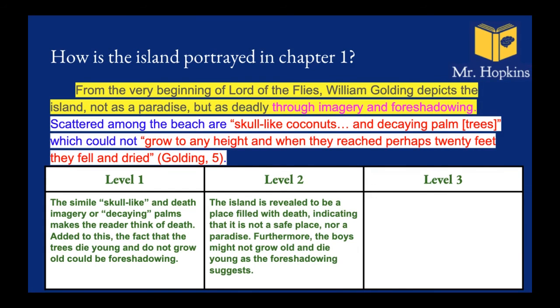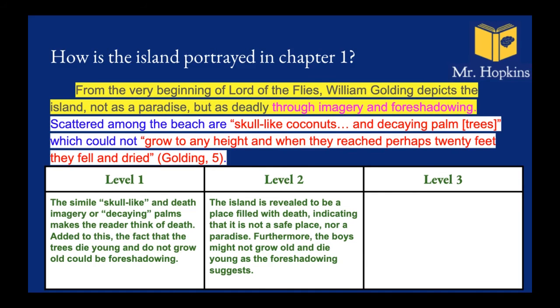What's that reveal about the plot or the setting in general then? Well, the island is revealed to be a place filled with death, indicating that it is not safe nor a paradise. Furthermore, the boys might not grow old and die young as the foreshadowing suggests. So I've talked about the setting and the plot as a whole here. Well, what connection can I make to outside now, level 3?